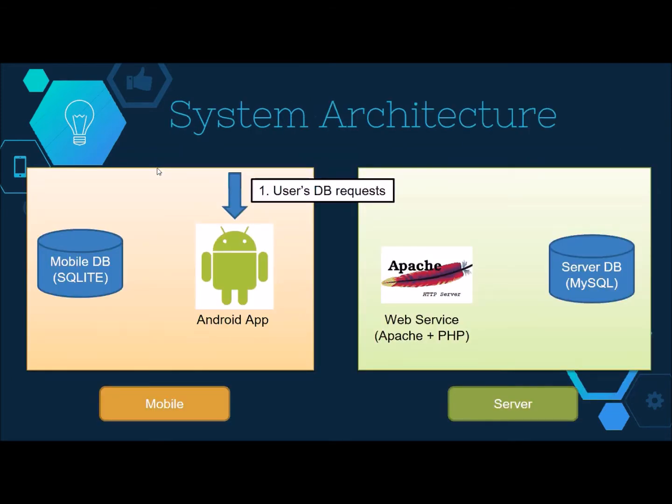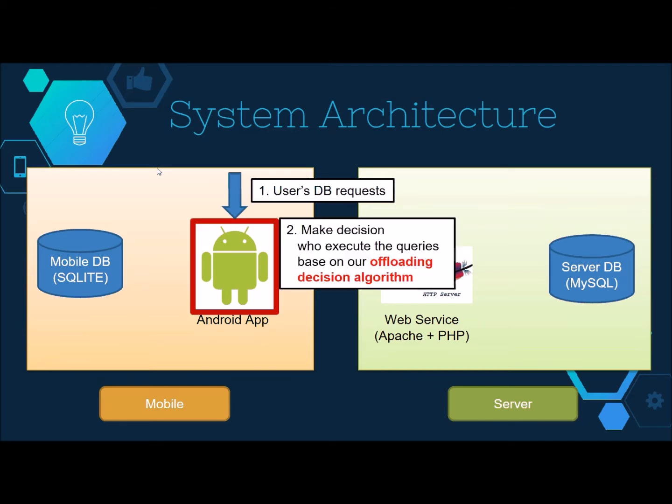So what our application basically is, we have two same databases on the mobile side and the server side. The user uses our Android application, and our application decides on which platform the predefined queries execute. In order to do that, we developed an algorithm and use some formulas to decide whether the application executes the user query on the mobile side or the server side, based on the calculations.